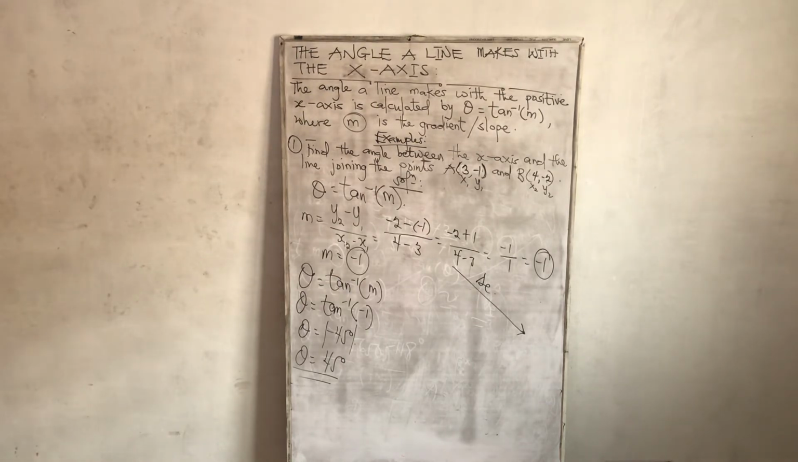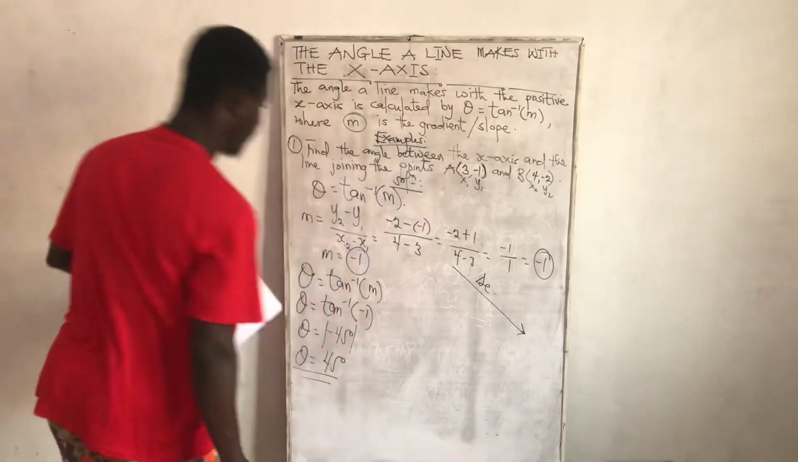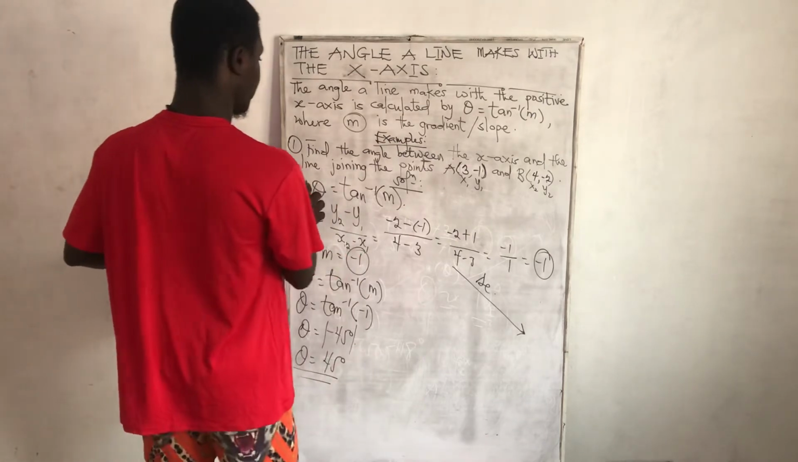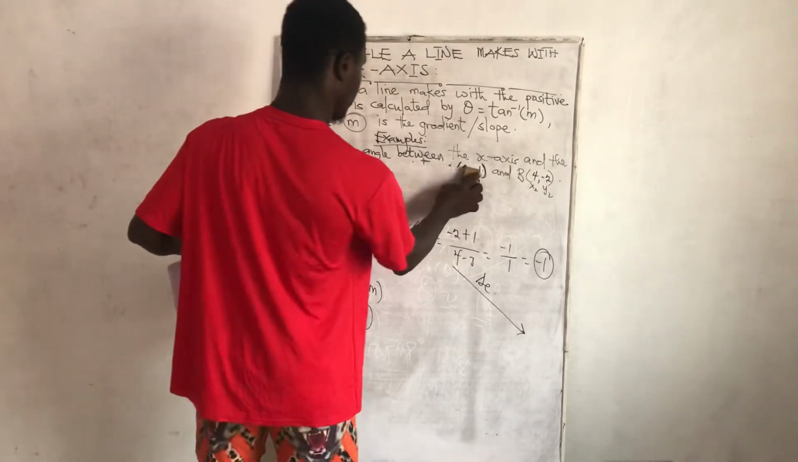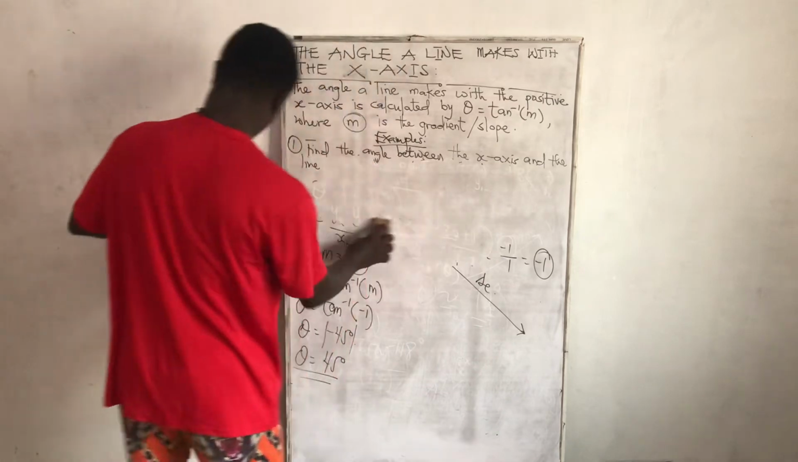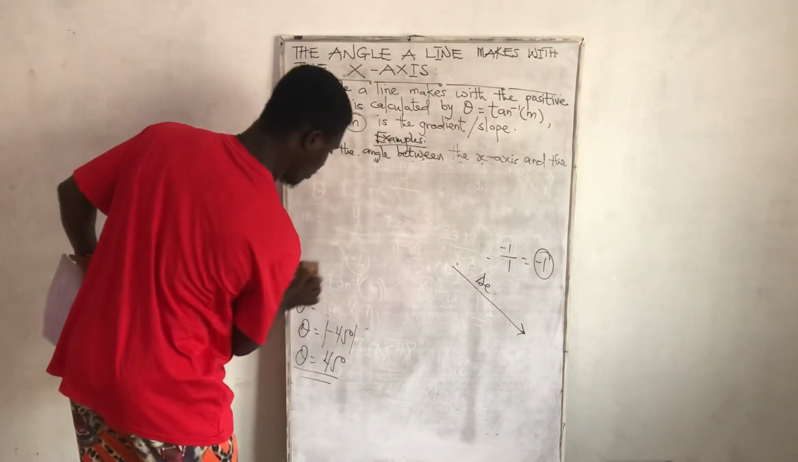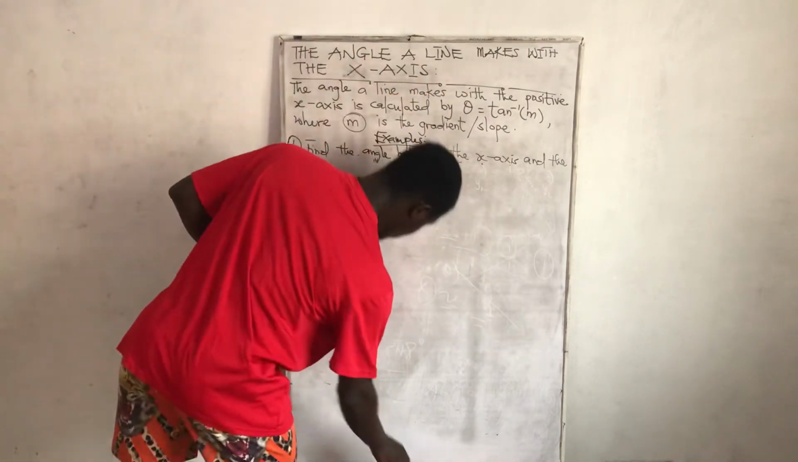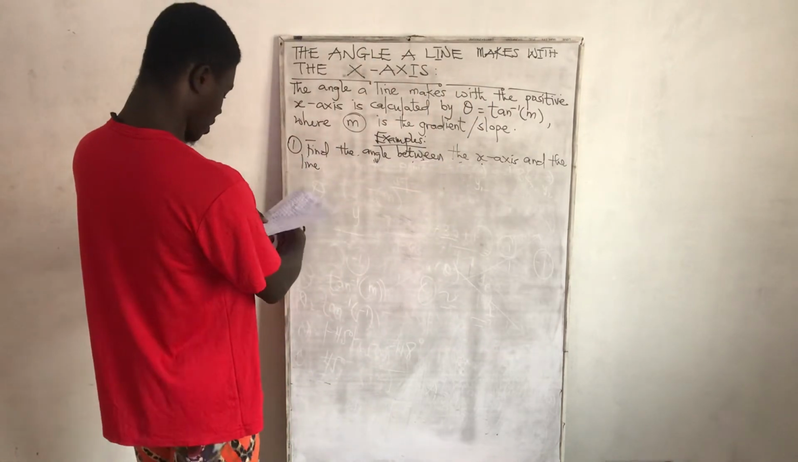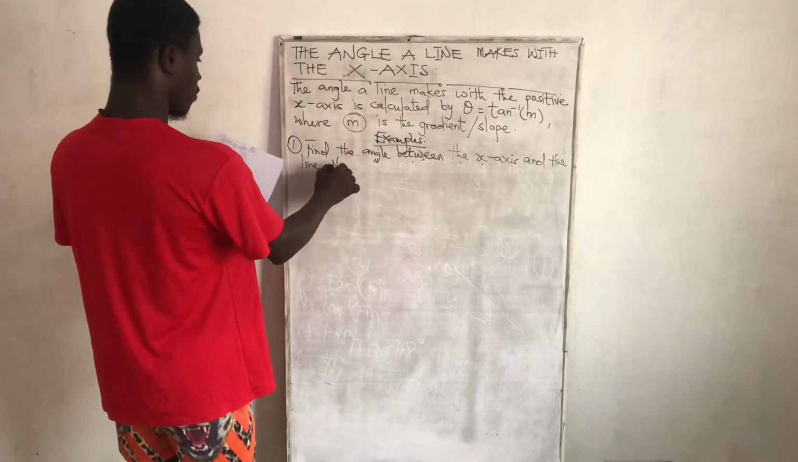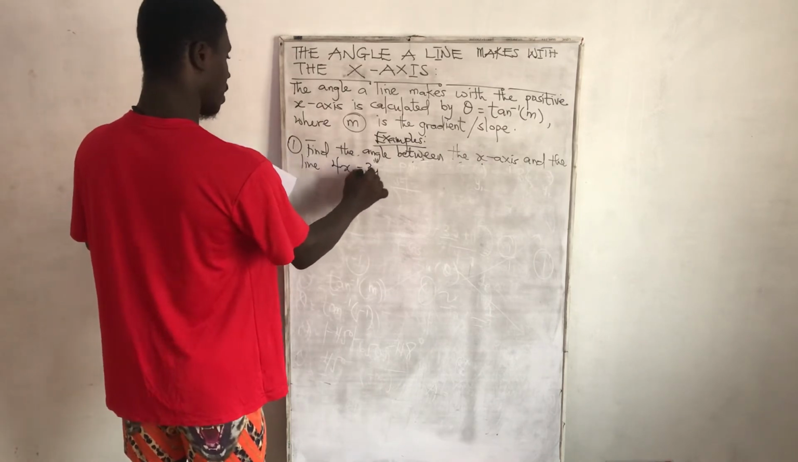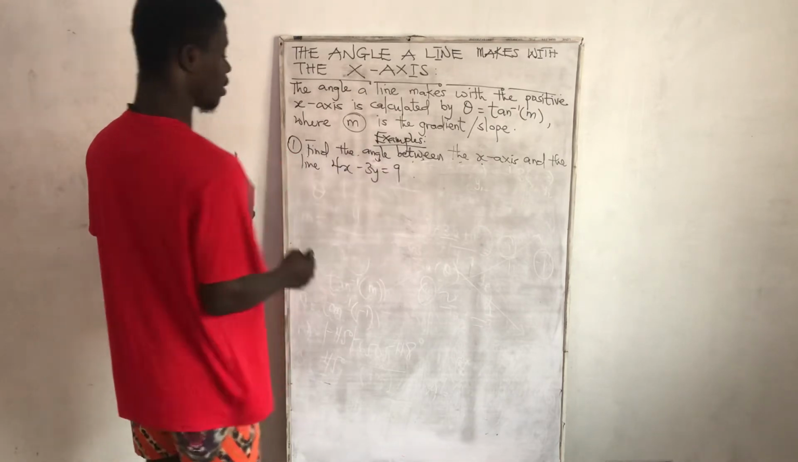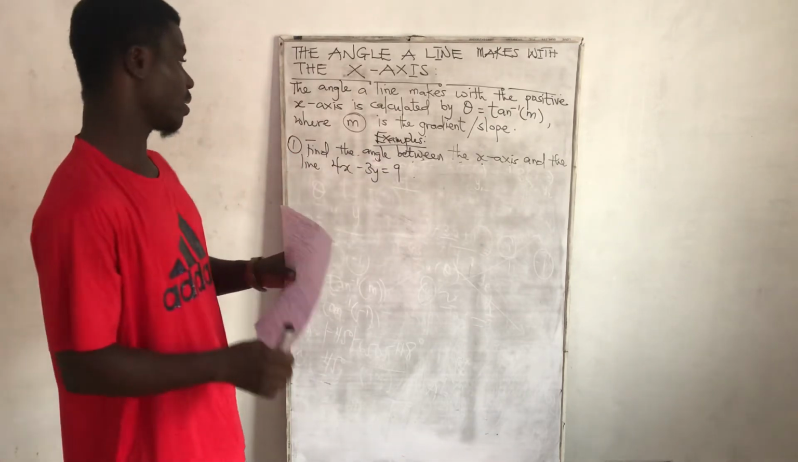Alright, let's see the next example. Find the angle between the x-axis and the line 4x minus 3y equals 9.